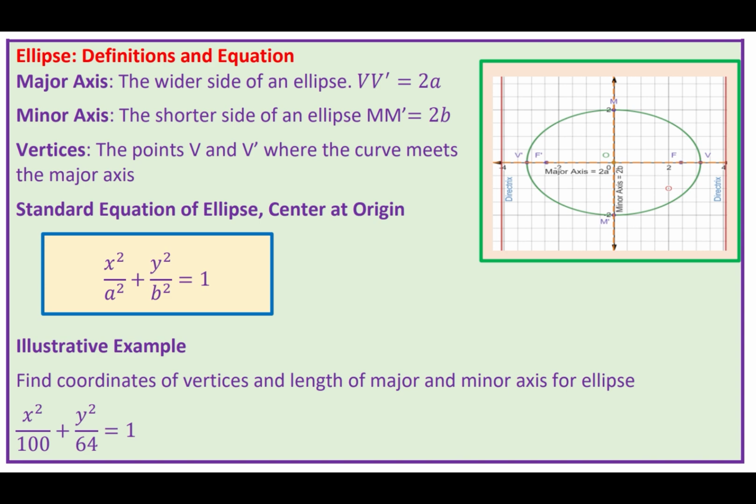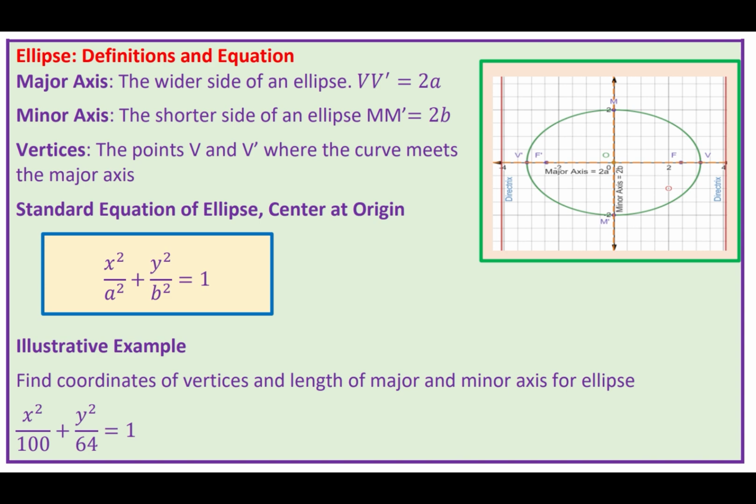Now, here is an illustrative example for you. Find the coordinates of the vertices and the length of the major and minor axes for the ellipse x squared over 100 plus y squared over 64 equals 1. You can pause the video and answer this question.